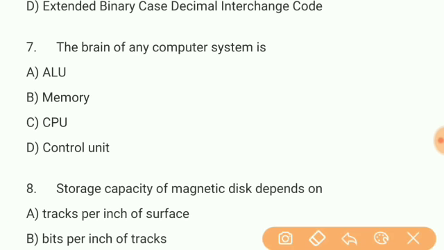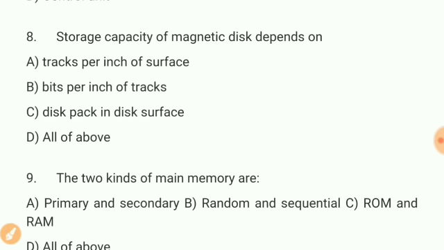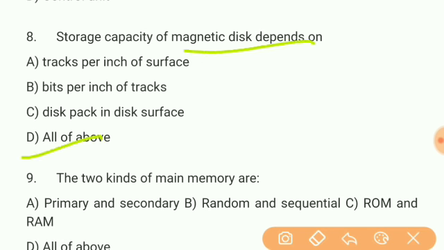Then the brain of any computer system is. What is the brain of any computer? It is the CPU, Central Processing Unit. CPU is the brain of the computer system. Then the storage capacity of a magnetic disk depends upon all of the above: tracks per inch of surface, bits per inch of surface, disk pack in this surface. So all of the above is the correct answer.